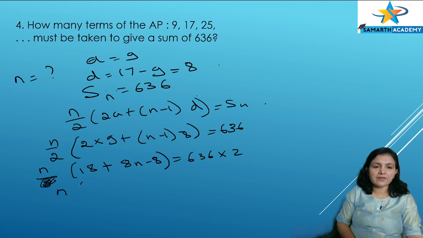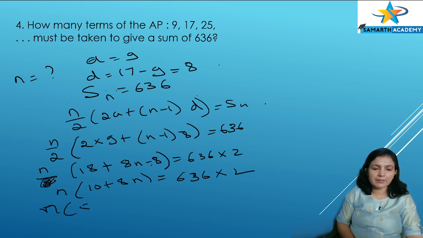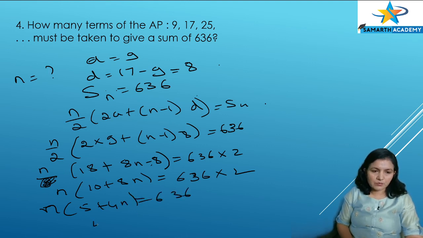Or I can have n into 18 minus 8 is 10. So n into 10 plus 8n equal to 636 into 2. I can cancel the given equation by 2. So this becomes n into 5 plus 4n is equal to 636. Okay, so 4n square plus 5n minus 636 equal to 0. This is the required equation.